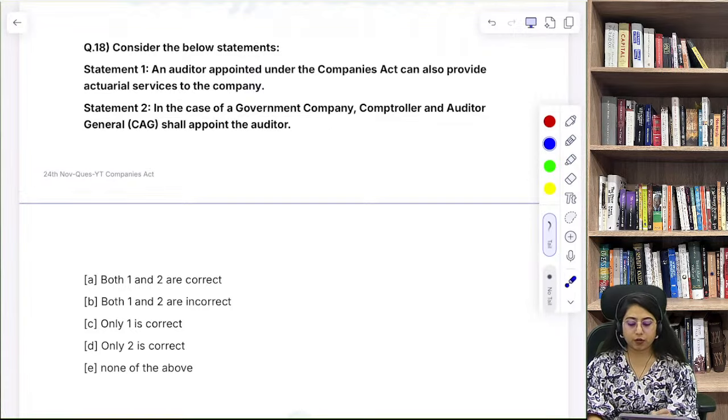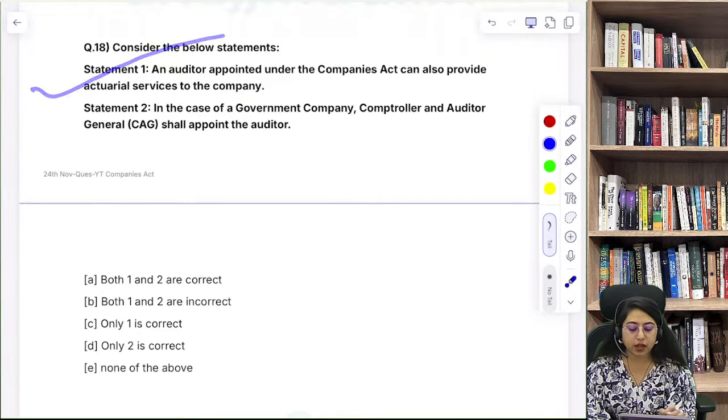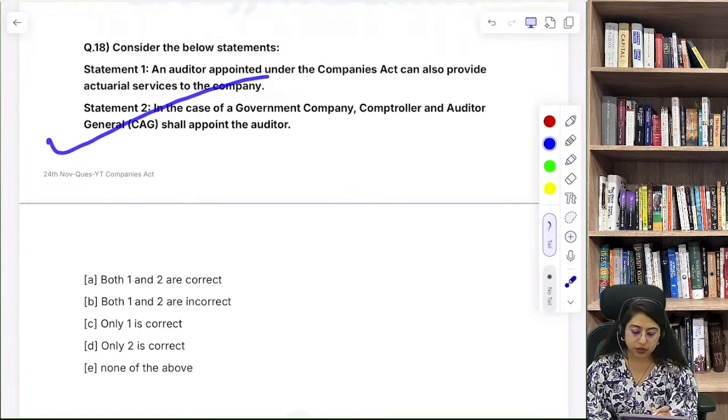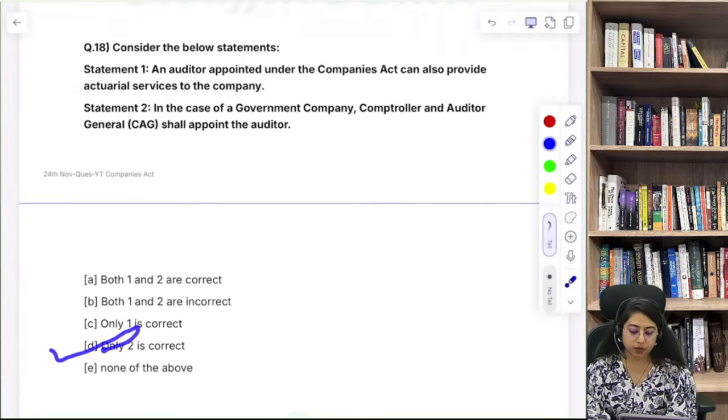Why D? Why do you think that option number 1 is incorrect? Because actuarial services is among those services which are prohibited to be provided by an auditor. Okay, that's the reason option number 1 is incorrect and option number 2 is correct. So this makes option D the right answer. Related to insurance, absolutely.